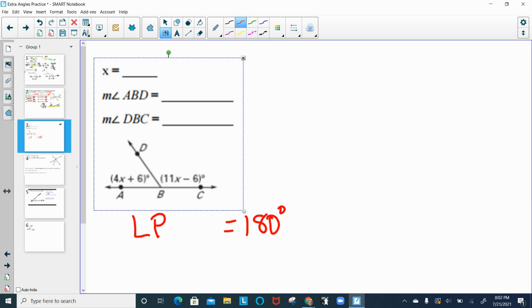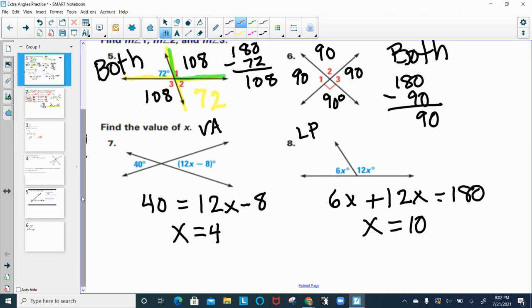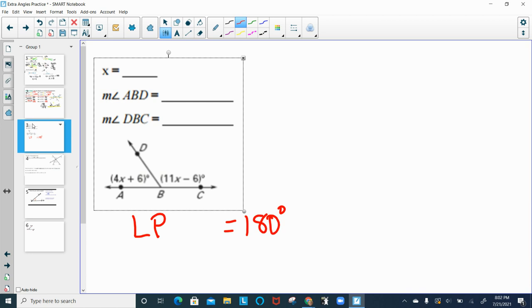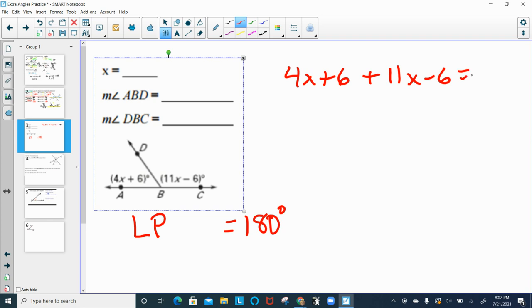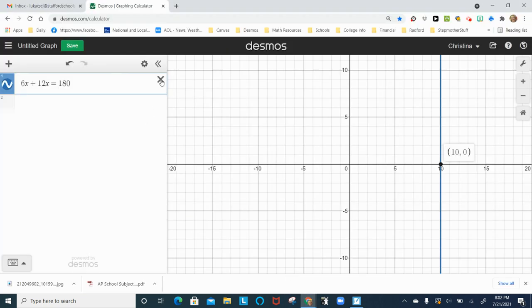Okay, so hopefully most of you guys remembered what we did back here, where we had linear pairs where the two angles added up to 180. So we're going to do that same thing again. We're going to do 4x plus 6. That's one part. 11x minus 6. That's another part. Equals 180. And you know, maybe you don't want to solve that by hand. So let's go over to Desmos.